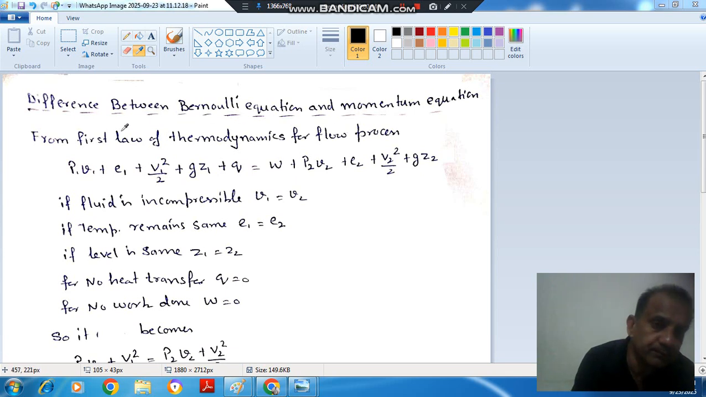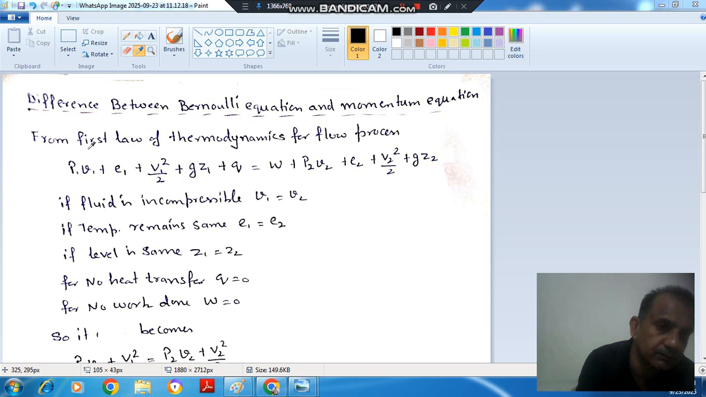The next topic in the subject is the difference between Bernoulli's equation and momentum equation. Recently we solved one question showing the difference between compressible flow and incompressible flow, and in that question Bernoulli's equation and momentum equation were used. So now we'll see what is the difference between Bernoulli equation and momentum equation, and why we cannot use one in place of the other.